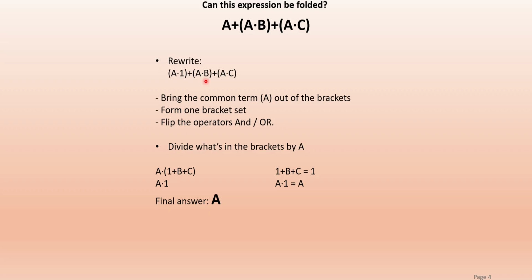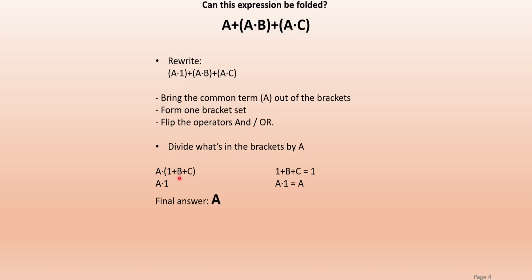This here divided by A, we're going to end up with B. Over here, we're going to end up with just C. And what was inside the brackets was and, so we're going to change it into ors here. And what was outside the brackets were ors, so we're going to change those ors into ands, and we only have 1 here. All right, so then we end up with this expression here in the brackets.